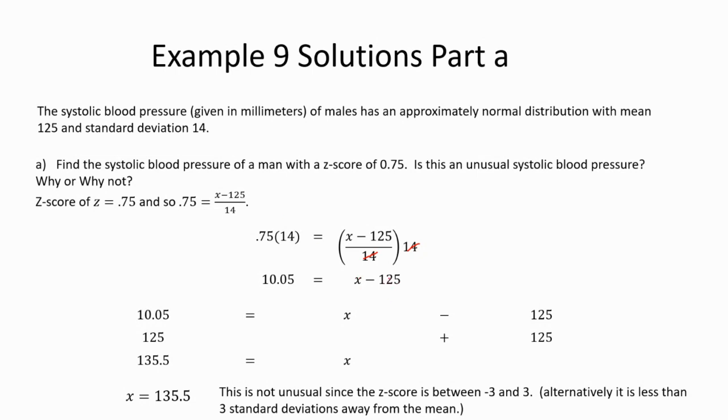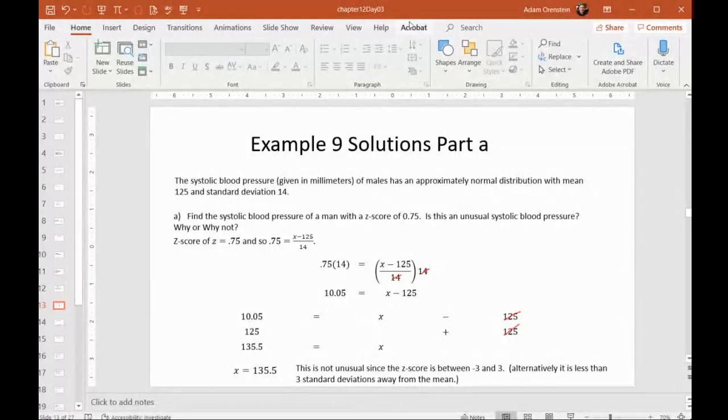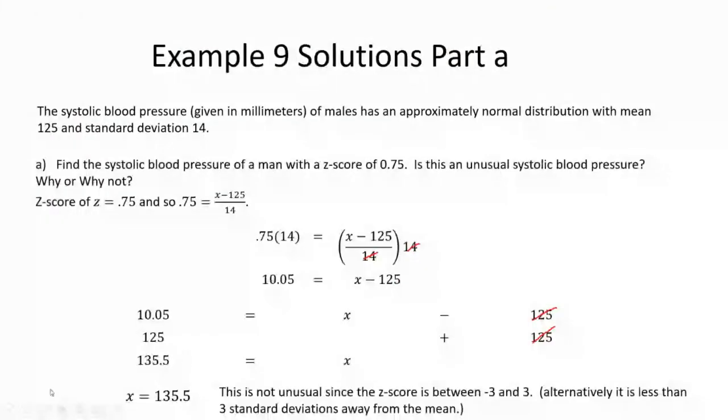We want x, right? Okay, so let's add 125 to both sides. These cancel. We get x all alone on the right. On the left side, we get 135.5. Okay, good. So that tells us the blood pressure, the data value that corresponds to 0.75, right, is 135.5.